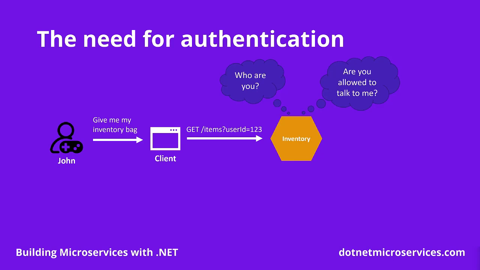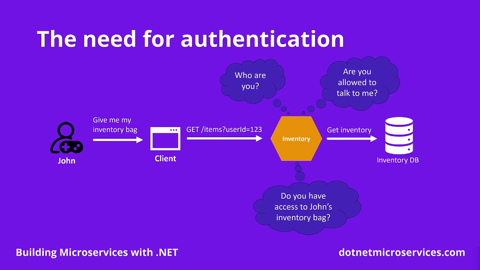But even if the request is allowed to come in, another important question arises. Do you have access to John's inventory bag? Think about it. Inventory doesn't really know that the caller is John. It could be any other player trying to retrieve John's inventory, which by all means should not be allowed. Only if our microservice can answer these questions and can confirm that the caller has access to the items, it would query them from its database and return them.